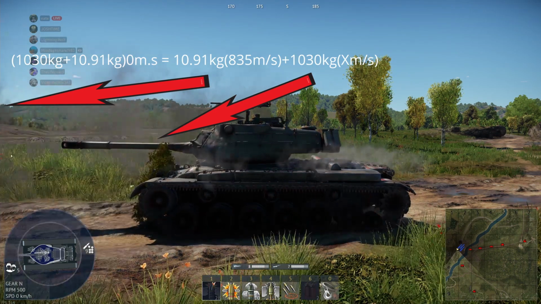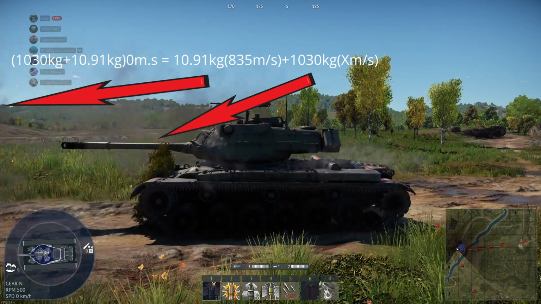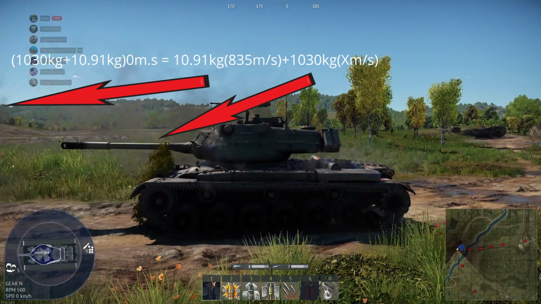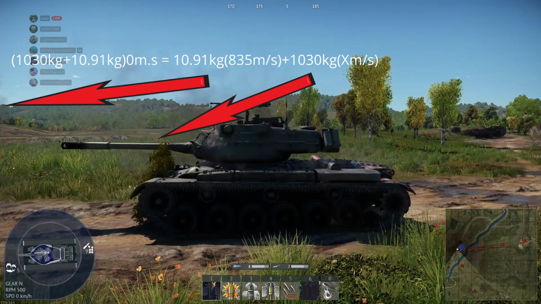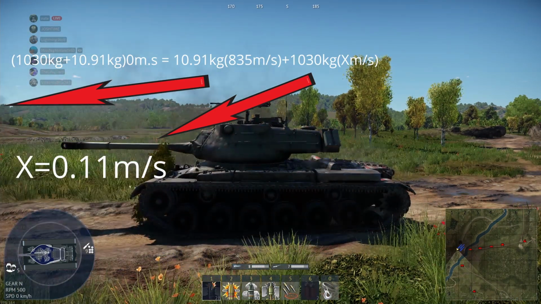An example of objects exploding apart from each other is a cannon firing a shell. A 90mm M3 cannon has a mass of 1,030 kilograms, so if it were to shoot an M82 shell at its usual 853 meters a second, the gun will recoil at about 0.11 meters a second.